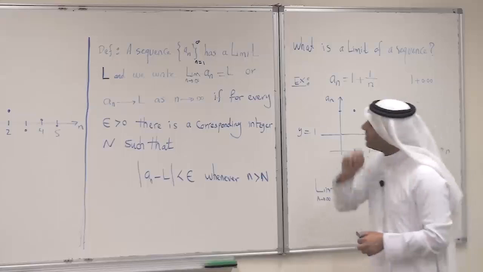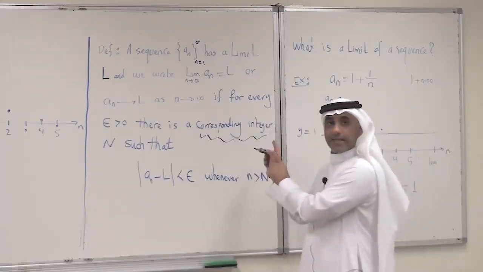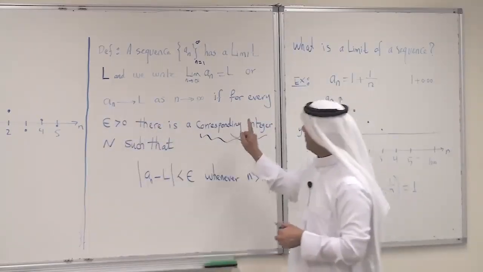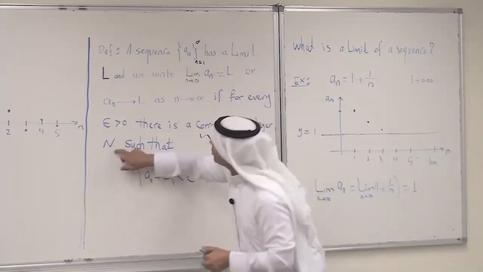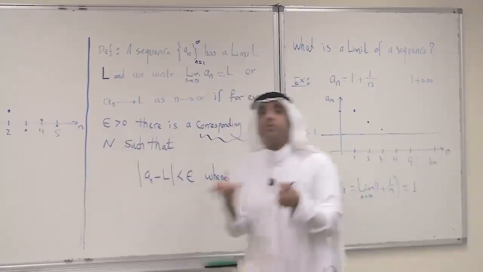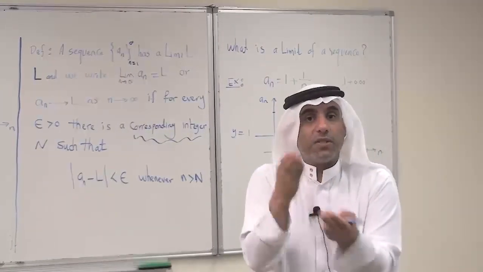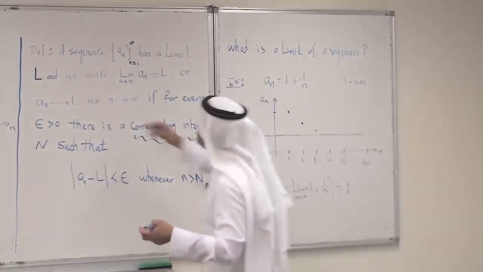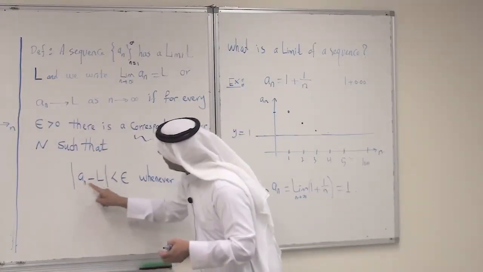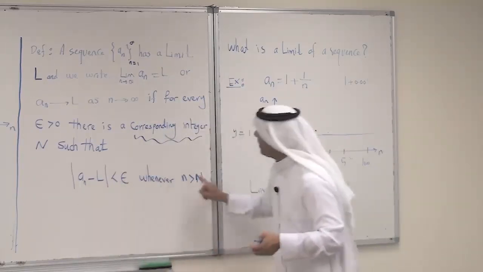What does it mean? First, we need to understand why they said corresponding integer N. Corresponding integer N because different epsilons will give you different integers. So this integer N corresponds to what? Epsilon. It depends on epsilon. What is epsilon actually? Epsilon is a distance from the number we claim that the sequence is converging to. For example, if we claim that the limit is L, then the distance between the elements of the sequence and L can be made less than epsilon whenever n is greater than N.